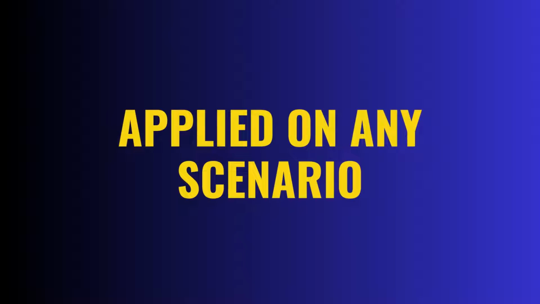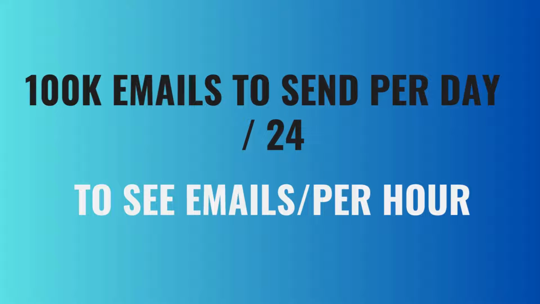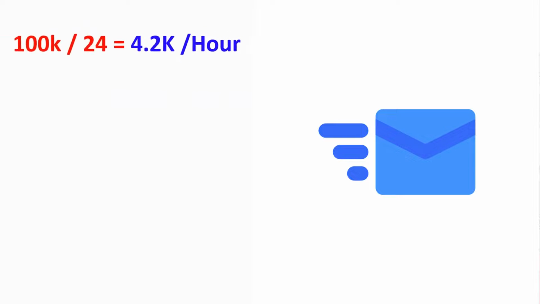I will try my best to be as fast as possible and cover all the needed topics and go directly into the points. So the first concept we need to talk about is IP rotation or SMTP rotation. So we have 100,000 emails per day. Let's divide by 24 to see how many emails you want to send per hour. It's around 4,200 emails per hour.